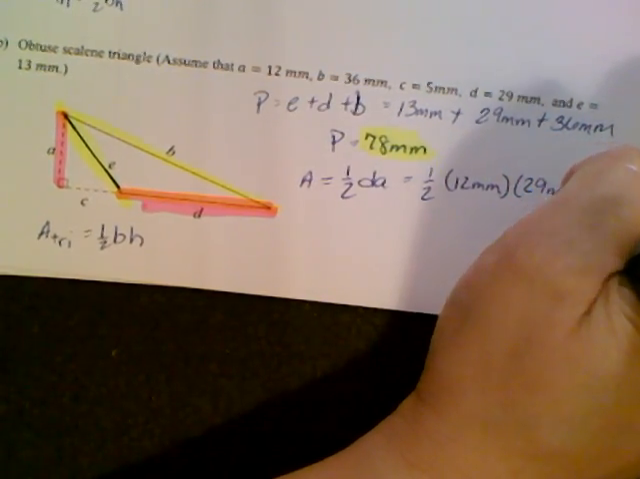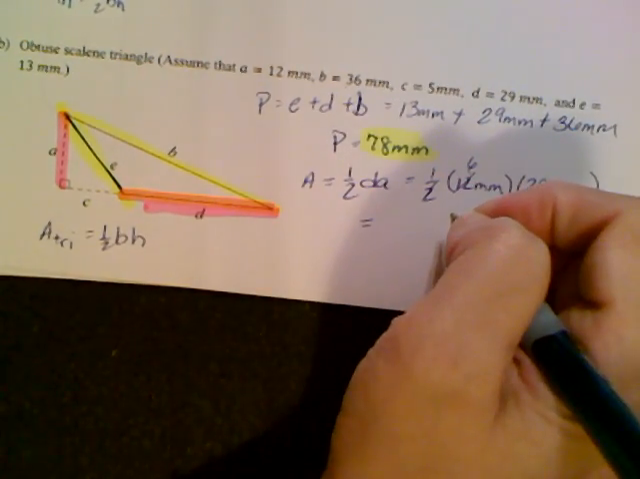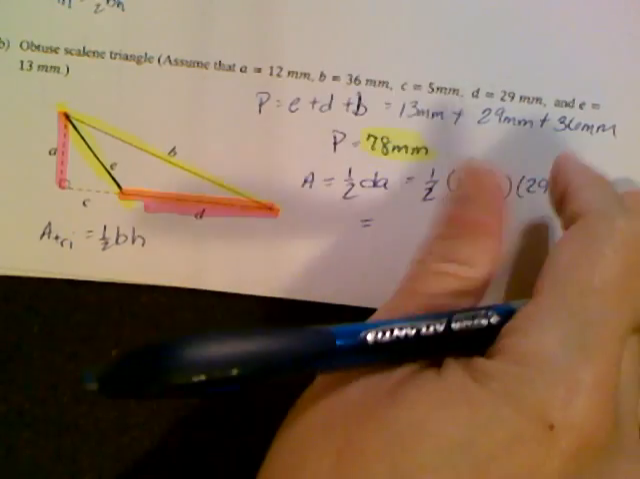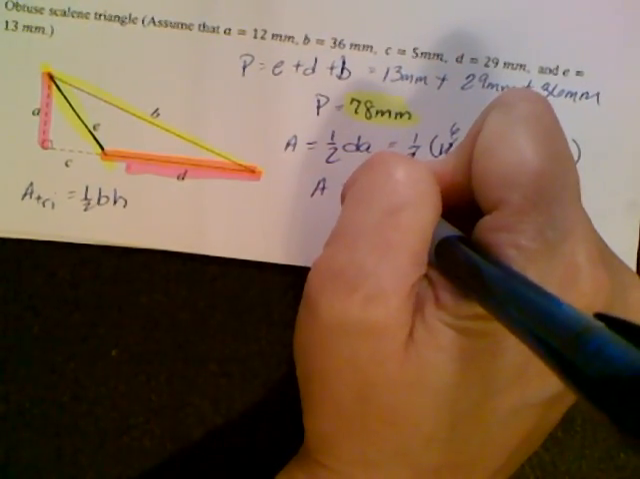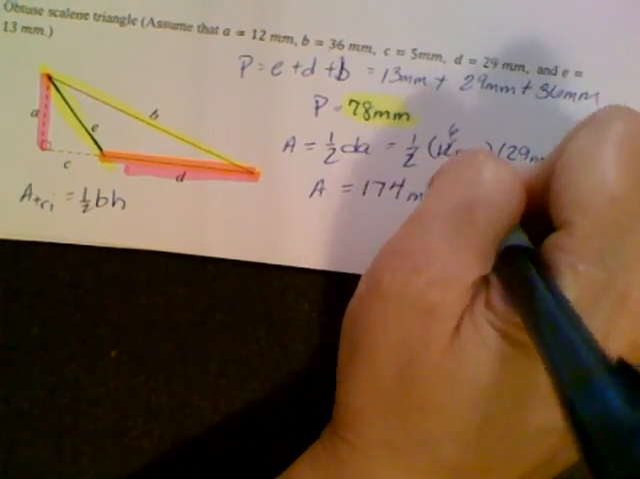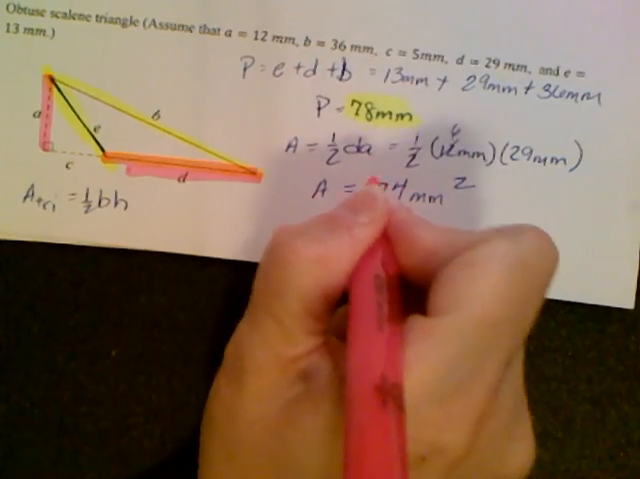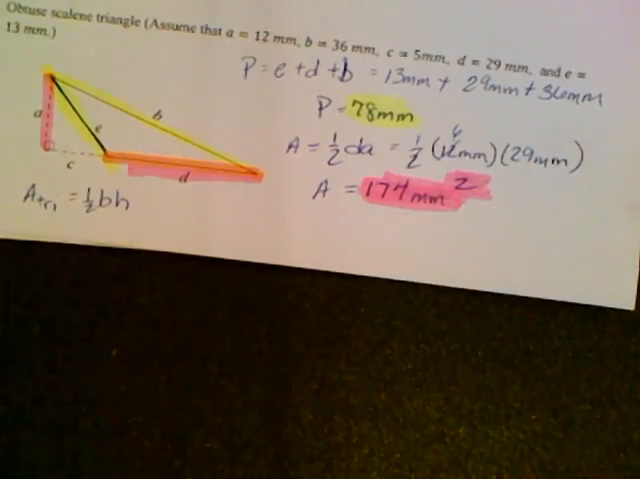Does it matter that I put A in first? What is 2 times 3? 6. What is 3 times 2? 6. So it does not matter. So our area then is 174 millimeters squared. Okay?